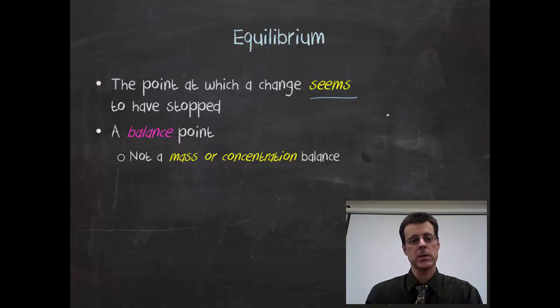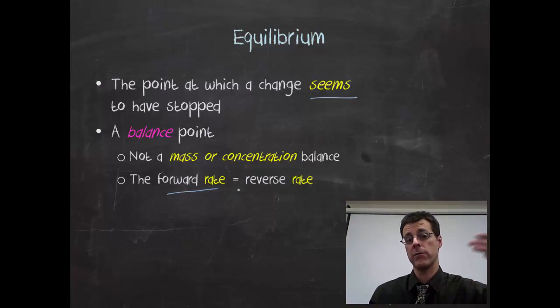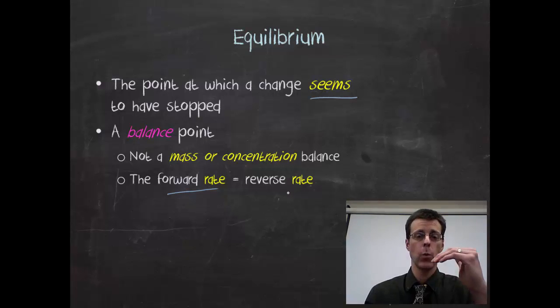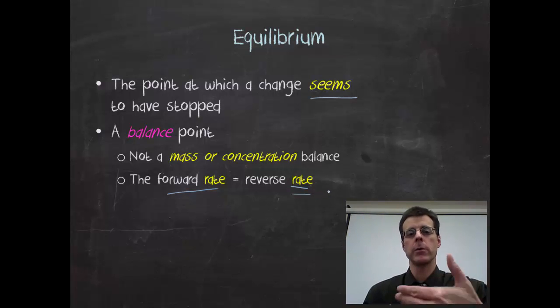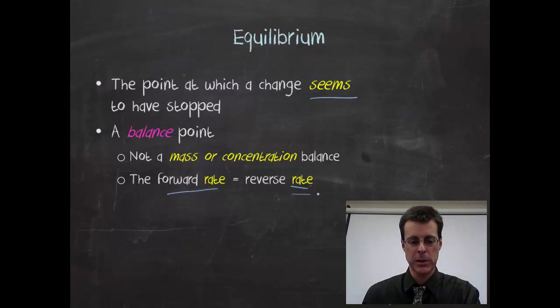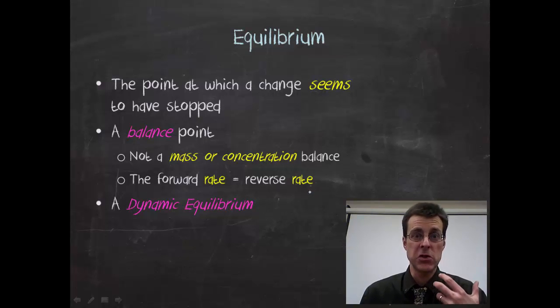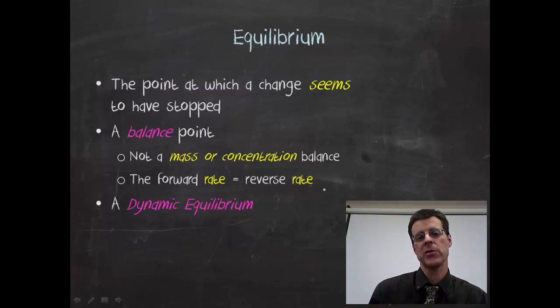What it is, is the point at which the rate of forward reaction, so water evaporating, is equal to the rate of reverse reaction, so water recondensing. When those rates are equal, then I have equilibrium. So just as fast as it's going forward, it's going reverse at the same speed. We'll sometimes talk about a dynamic equilibrium. And dynamic just means that it's still moving, it's still happening. So it doesn't appear to be happening, but there's a lot of stuff going on.